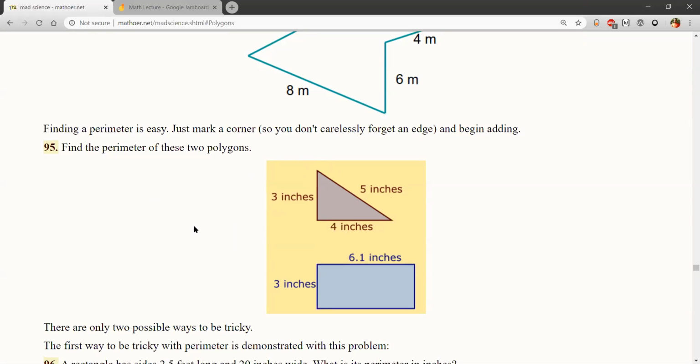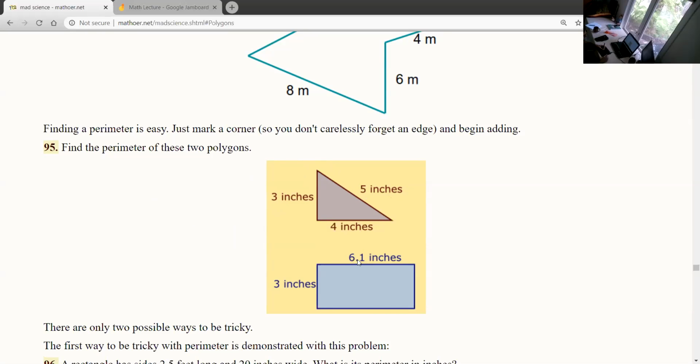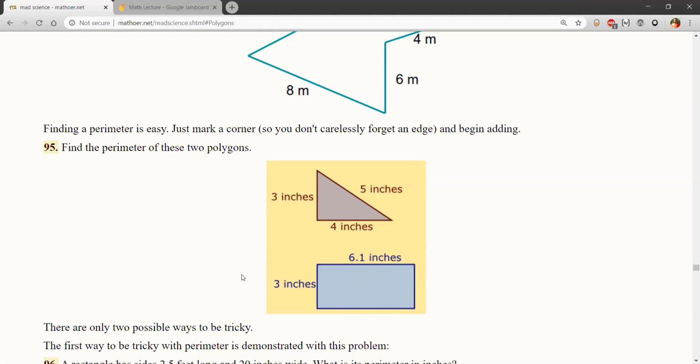18.2 for the bottom, right? Let's see. We have two 6.1s. Everyone see how the bottom is the same as the top? And we have two 3s because the left and right side are the same. So two 6.1s gives me 12.2. And then 3 and 3 more than that. So 6 more than that, 18.2. Yep. And I should say inches because it says inches. Yeah, sorry, I should have gone with that as well.